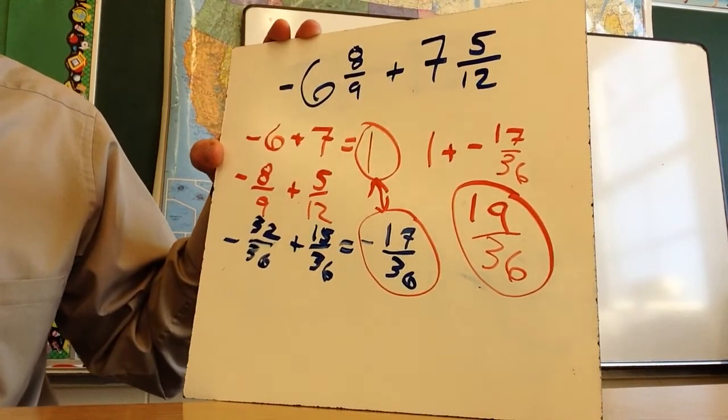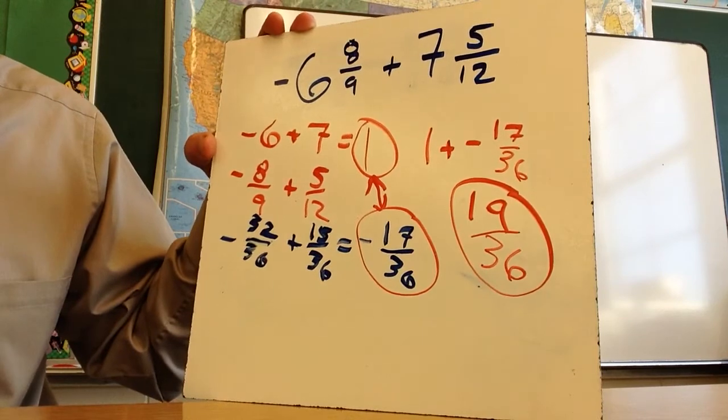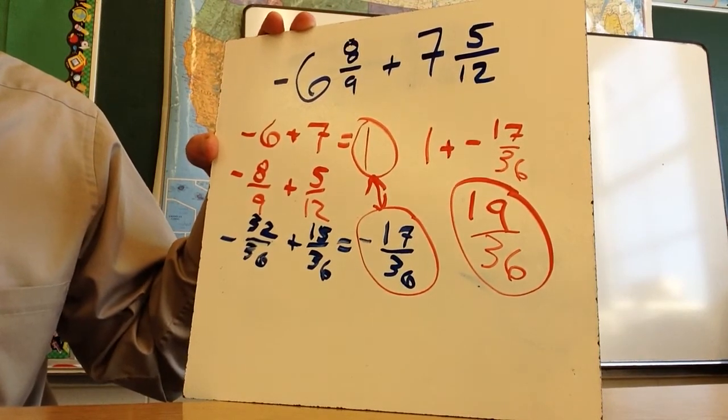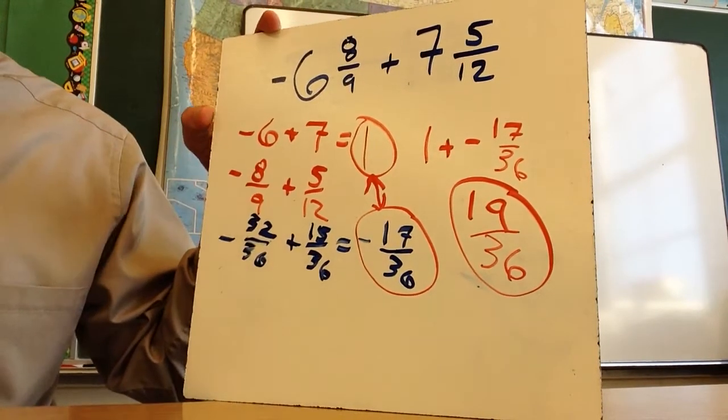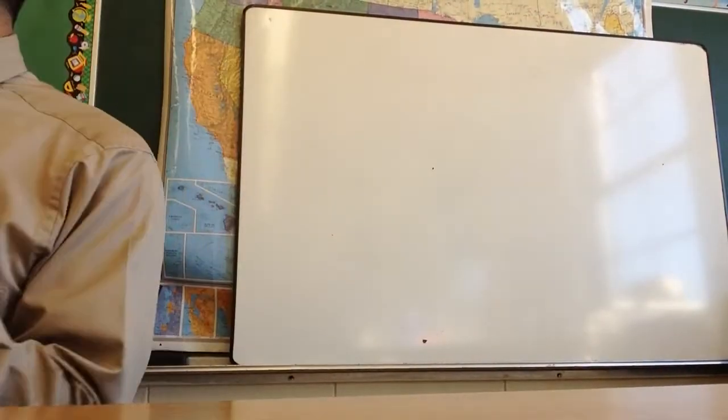Now if you want, you can try to create improper fractions and it should still work, as long as you do the math right. Your problem is you're going to create a lot of extra and additional math for yourself. So this is probably the fastest, shortest way.